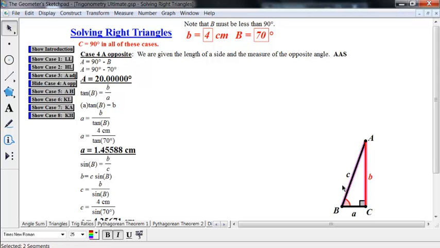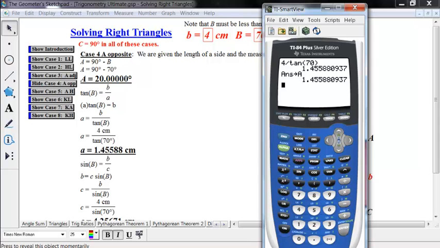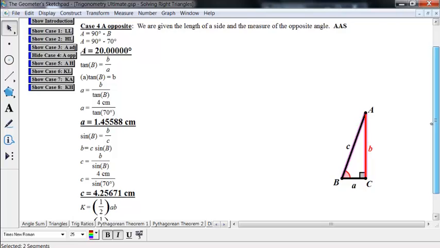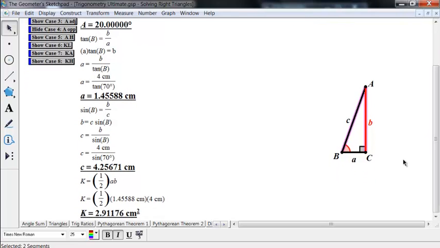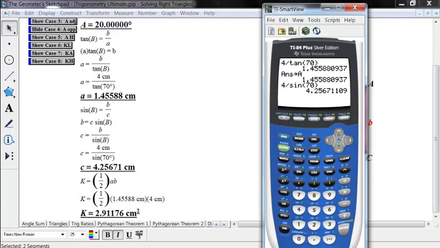Similarly, the sine of angle B is opposite over hypotenuse. That would be B over C, and we're looking for C. So multiply both sides by C, we get B equals C sine of B, and then divide both sides by sine of B. We get C equals B over sine of angle B. So 4 centimeters divided by sine of 70 degrees, and that side should be about 4.2567 centimeters.